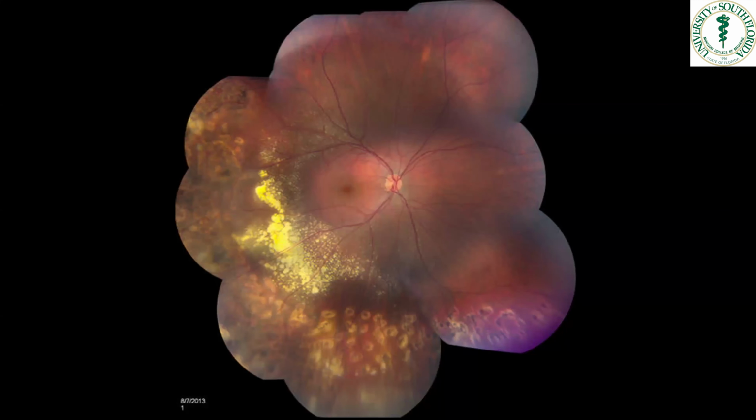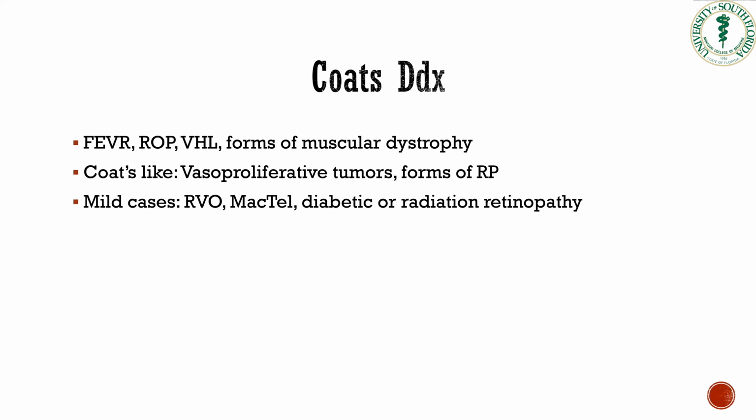Speaking of photocoagulation, this is a montage photo of a patient that did present with Coats, had laser treatment. Very, very nice, robust lipid exudation temporally there. And the differential is pretty vast. We mentioned the Coats-like lesions such as the vasoproliferative tumors and forms of RP. And in cases where you don't have any exudation at all, you should keep on your differential the typical diabetic and radiation retinopathies as well as RVOs. And then also FEVR, ROP, von Hippel-Lindau and forms of muscular dystrophy.